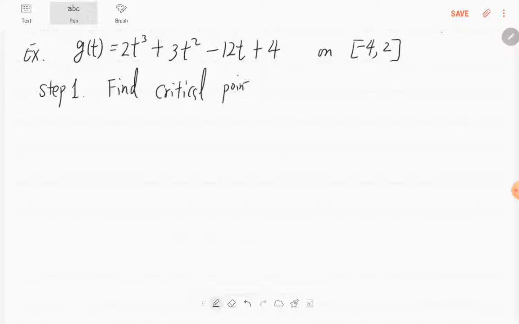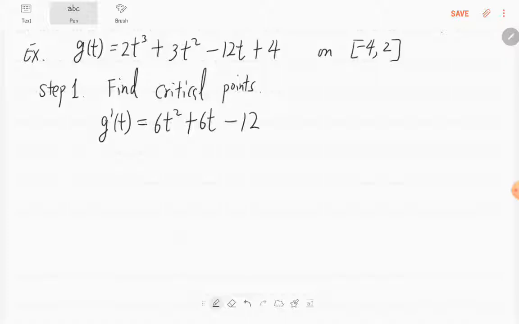Okay, or find critical values. So how to find it? We have to take the derivative first, right? The derivative would be 6t squared plus 6t minus 12.